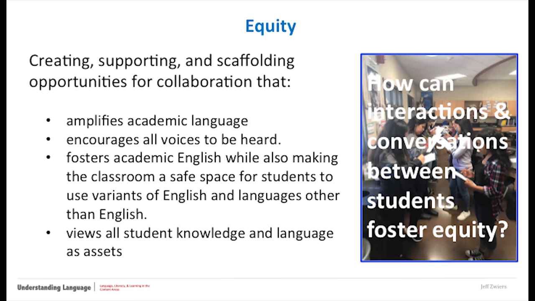In terms of equity, and this is somewhat of a recap of what you've been doing, but I wanna emphasize the idea of collaboration. So it's creating, supporting, and scaffolding opportunities for collaboration. We'll emphasize the collaboration today. That amplifies academic language. And sometimes people say academic uses of language, because there isn't just a set, okay, here's academic language in a nutshell. Encourages all voices to be heard. Fosters academic English while also making the classroom a safe space for students to use variants of English in languages other than English. And I think you've pretty well covered that in the last 3 days, but I want to emphasize that this morning. And finally, views all student knowledge and language as assets.